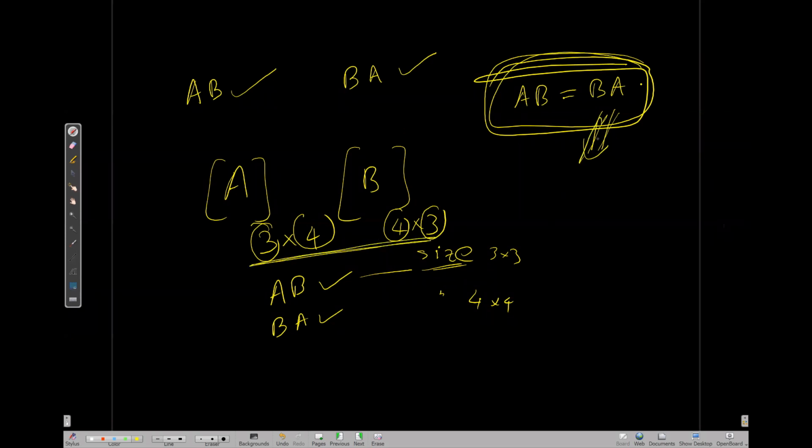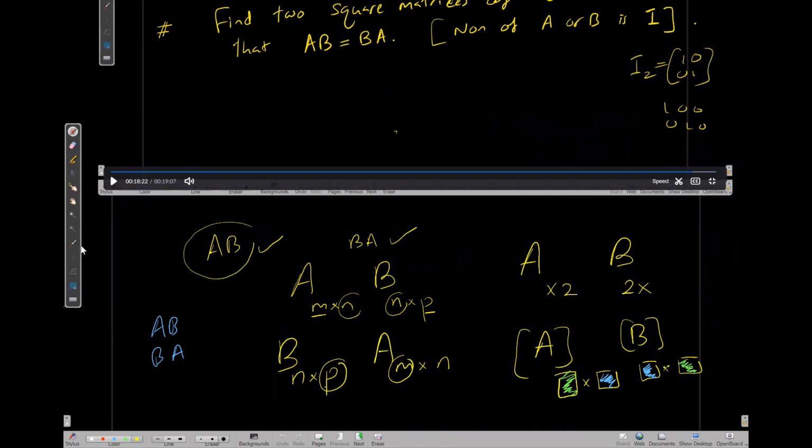So A and B must be square, otherwise it does not work. So for question number 2, the answer is no.